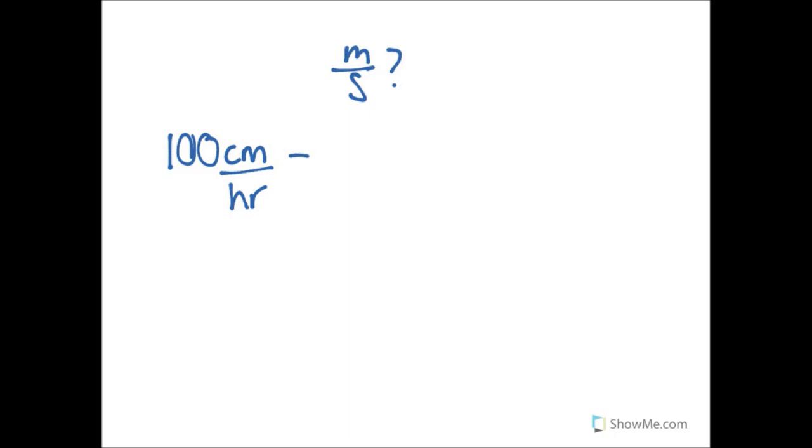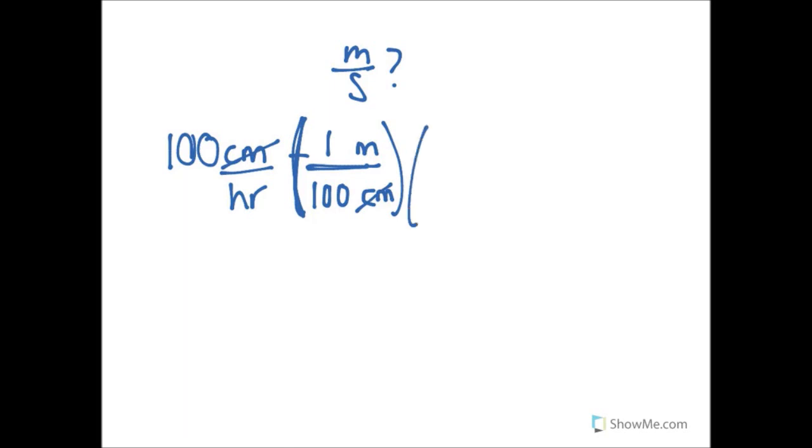So we have 100 centimeters per hour, and if I put some brackets here, we want centimeters on the bottom, and we want meters on the top. So if we remember, we have 100 centimeters in 1 meter, so our centimeters will cancel off, so now we have meters on the top, which is exactly what we want. And to convert to seconds, 1 hour is 3,600 seconds. Put that on the bottom, because we want hours to cancel off. We have hours on the bottom here, hours on the top.